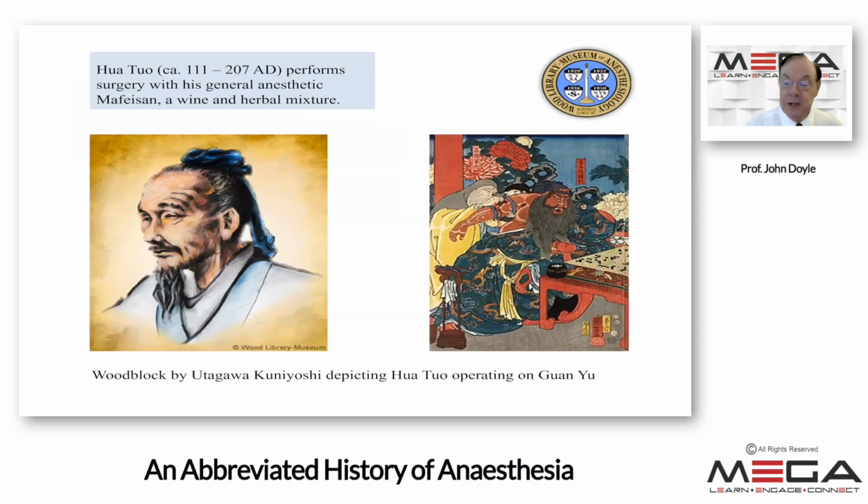Other things that have been described in history: here is a general anesthetic that was a combination of wine and herbal mixtures used in around the year 100 to 200. Not much is known about the composition of the herbal mixture, but it has been used in some ways as a sedative or an anesthetic. Very little is known about it, except that there is this woodcut describing it.